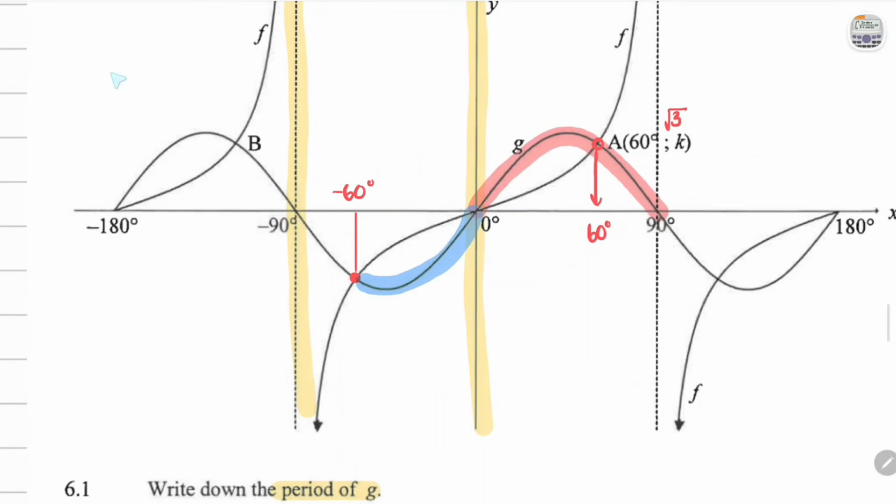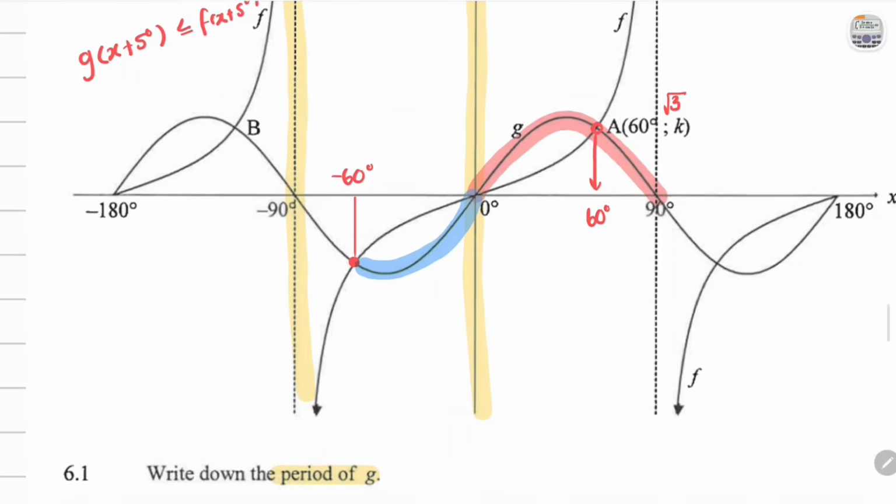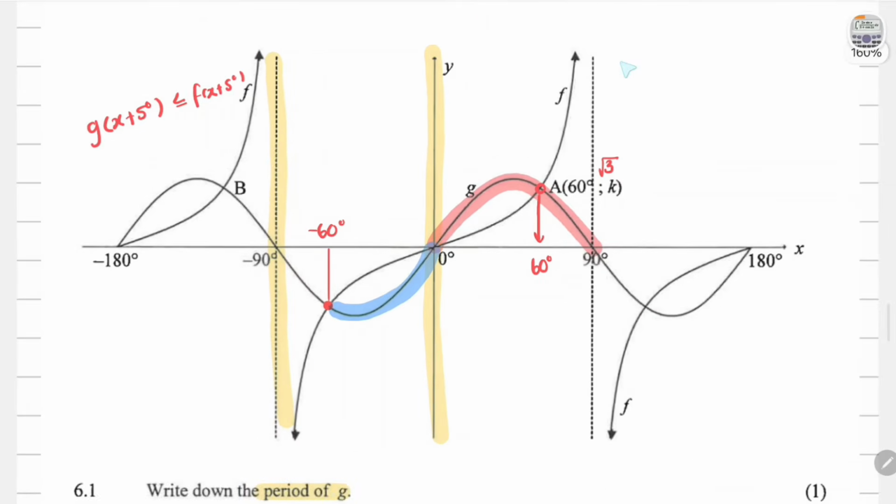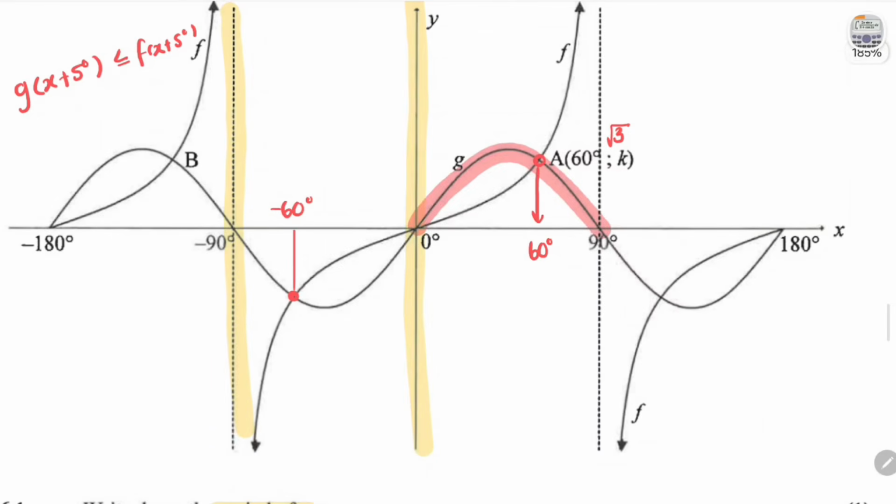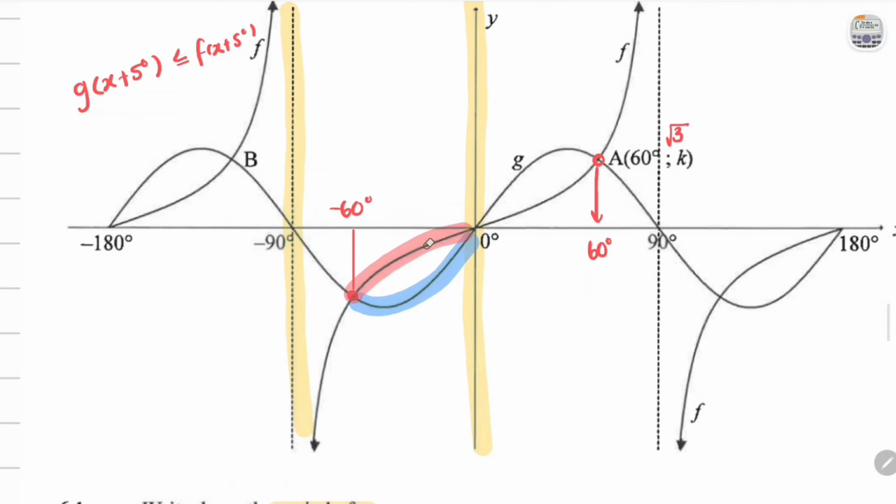Now we need to specifically focus on where g of x, we're still going to apply the 5 degrees, but where g of x plus 5 degrees is less than or equal to f of x plus 5 degrees. So where is g less than f within this interval? Notice that the graph of g lies below the graph of f from negative 60 degrees all the way to 0 degrees. Okay, that is where that happens.